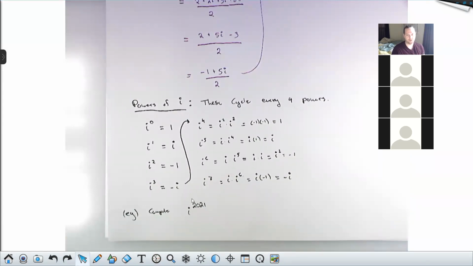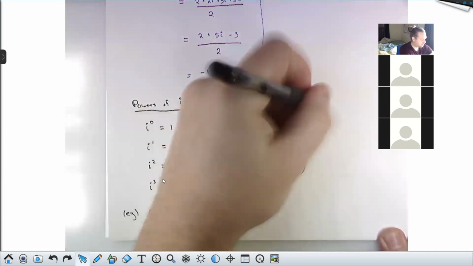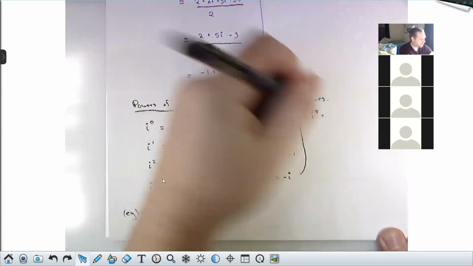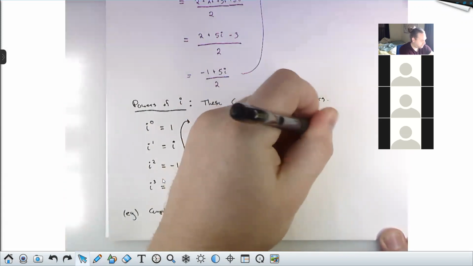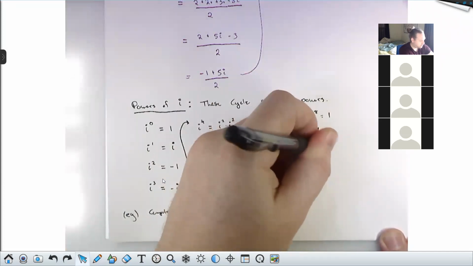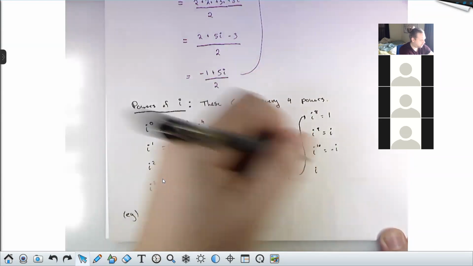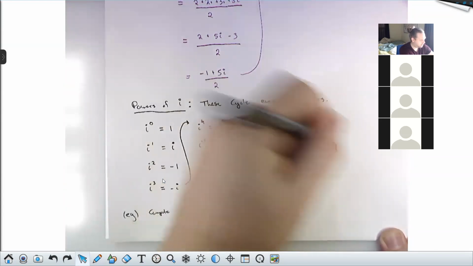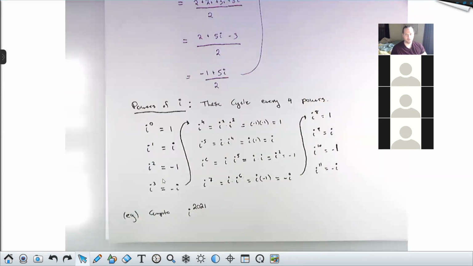Where in this cycle am I going to find myself? So I can go ahead and just illustrate back up here. I to the 8, I don't even need to compute it. I to the 8 is going to be 1. I to the 9 is going to be I. I to the 10 is going to be -1, sorry. And I to the 11 is going to be -I. So it continues like this.